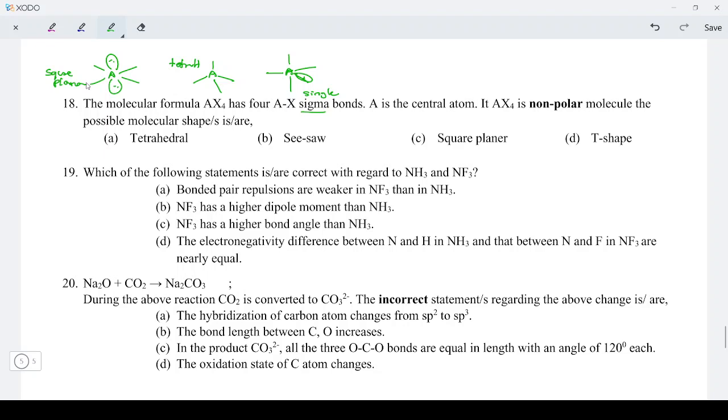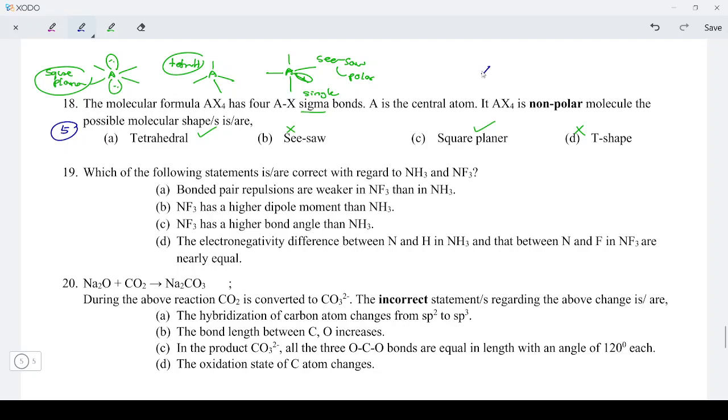This is seesaw. So seesaw is a polar molecule, right? It's not non-polar, but tetrahedral and square plane are non-polar. So then the answer is going to be this. T-shape, you have only 3 repulsion units, so it's not going to work here. So the other combination; the answer is going to be answer 5.